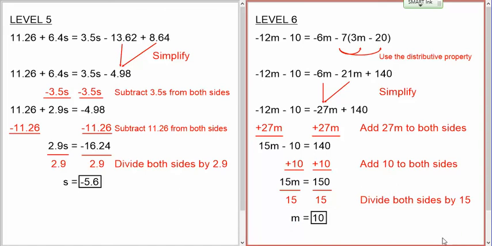Again, I've shown ways that we could check our answer. I already checked my answer before I ran the video. It is 10, so in order to save some time, I won't show that now.